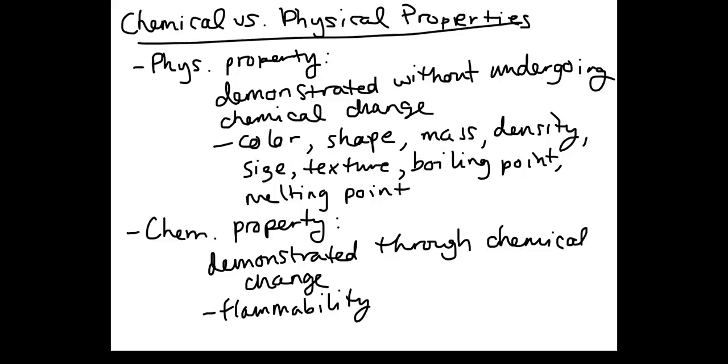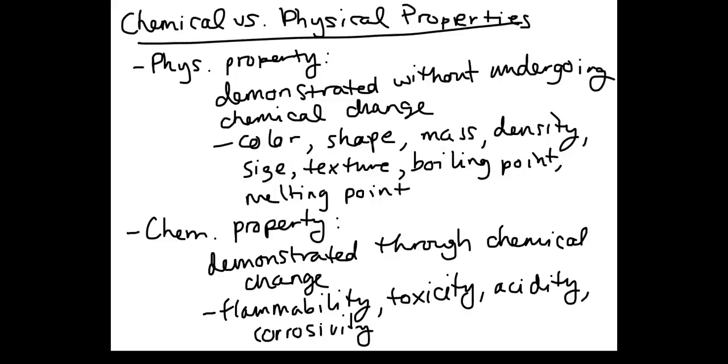What about toxicity? You don't know how toxic something is until it reacts with your body. Also, acidity. Corrosivity, how easily a metal corrodes. For example, gold has really low corrosivity. Iron has really high corrosivity. But you don't know that until you expose them to oxygen.